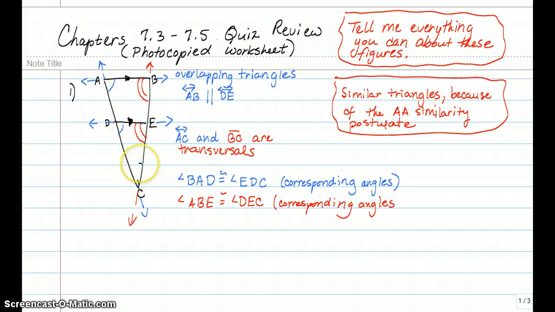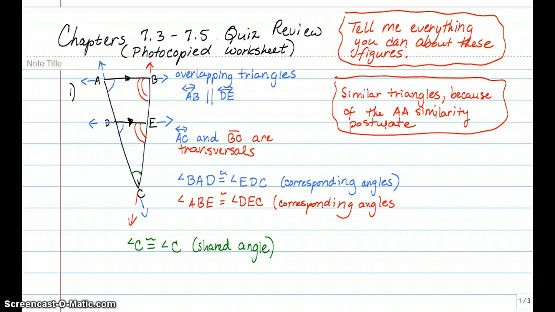They're overlapping triangles. Let's get a different color, which is green. This angle right here, C, is going to be the same angle for both triangles. So angle C is congruent to angle C. It's a shared angle. So I could have also used the shared angle C as well, and done the angle-angle similarity postulate.